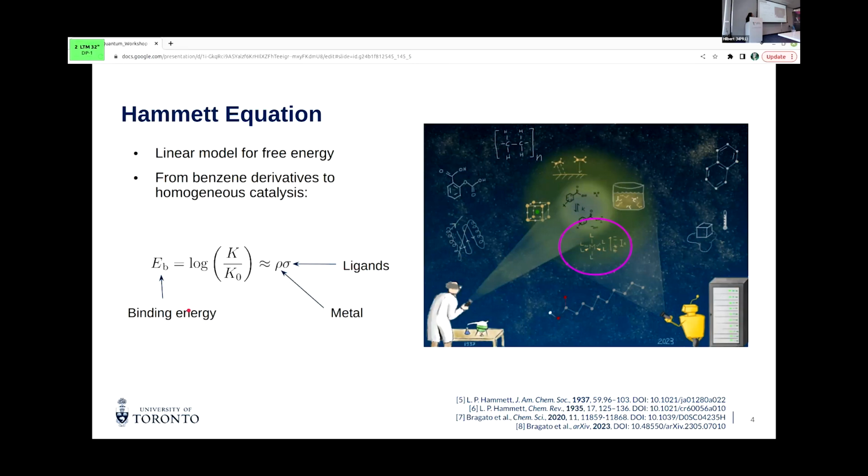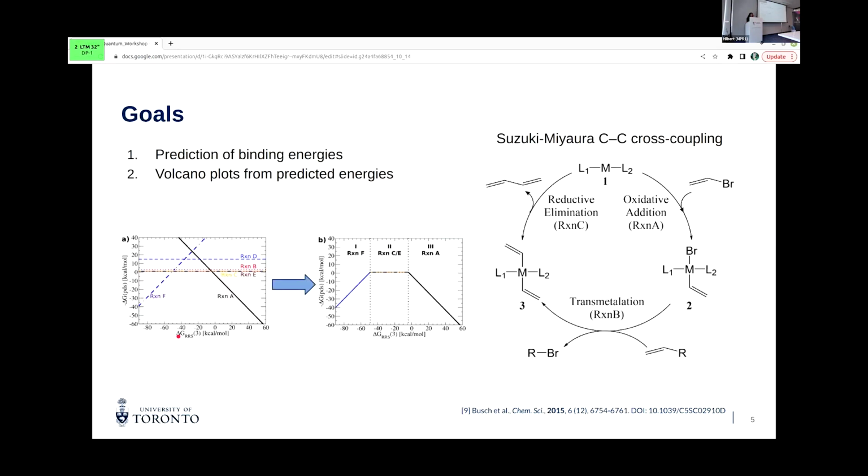And that's equivalent to the binding energy, which is basically the difference in energy between the state where the metal and the ligands are all bonded together, and the state where the metal and the ligands are separate. So it's a difference in energy. Our goal is to predict those binding energies and then use those binding energies to make volcano plots.